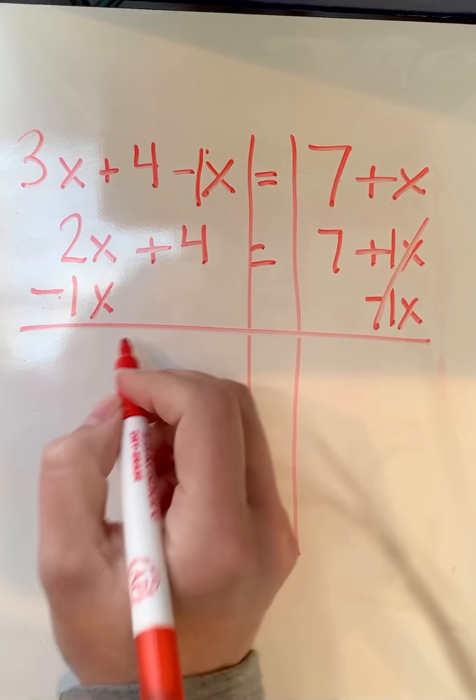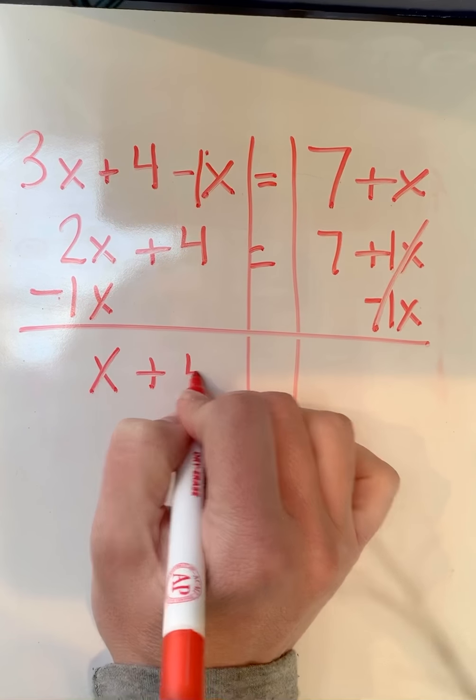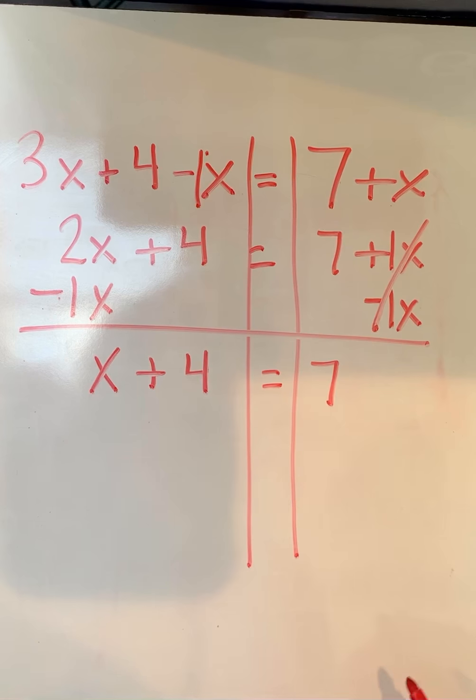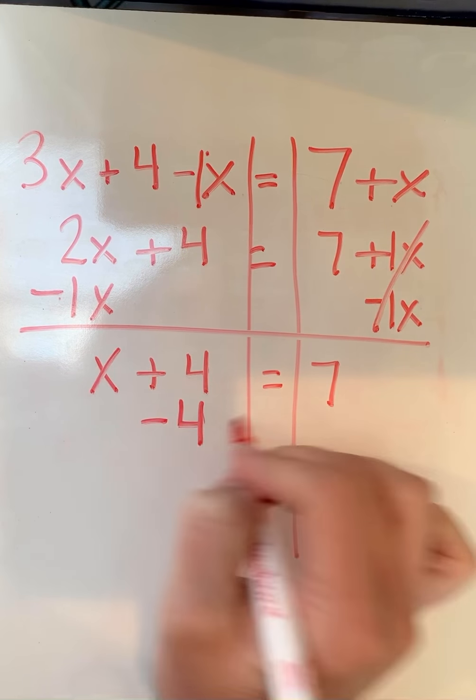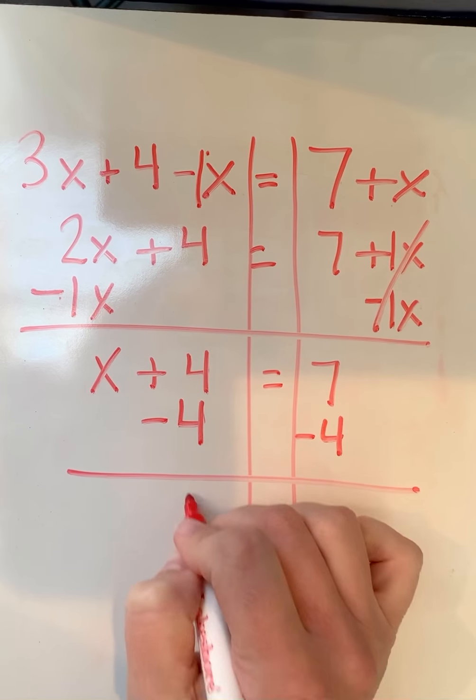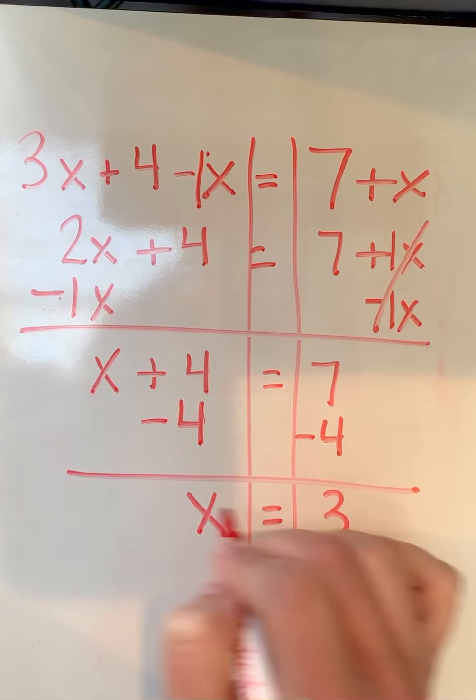Cancels out. 2 minus 1. I'm left with x plus 4 equals 7. Nice, easy one step. x equals 3.